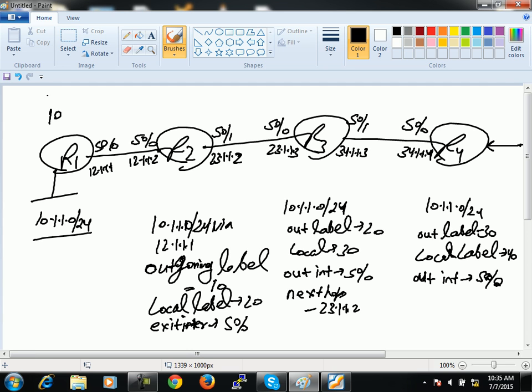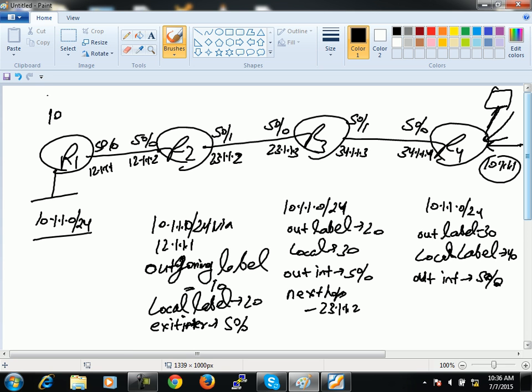Now let's say there is a host connected to R4. This host wants to send data towards .1.1. So this host will send this data towards R4 without any label, because the PC does not understand any label. It does not understand MPLS, right? So this time R4 received an unlabeled packet.